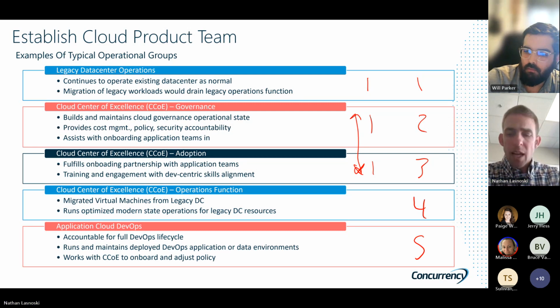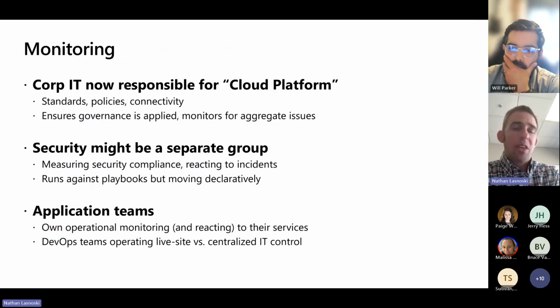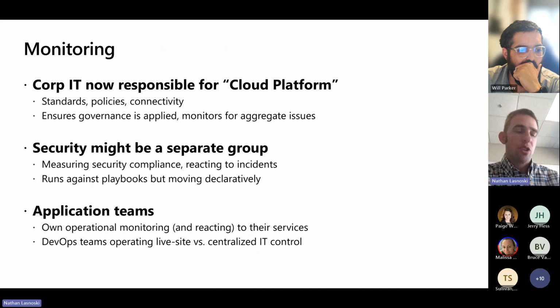As we go through this today, I want you to think about that Corp IT has responsibility for the cloud platform itself. Security may be a different group, and application teams will, bit by bit, as the business takes on more and more control of the ecosystem, become more and more self-managing. And that's an element of how we actually go about making that real.